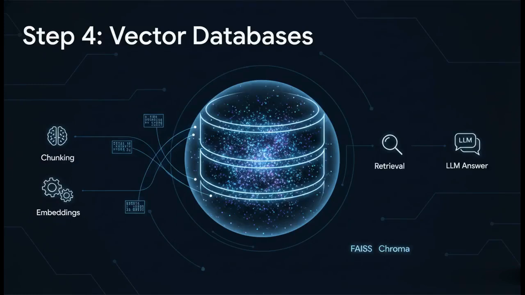So we use a special kind of database called a vector database. A tool like FAISS, for example, is incredibly fast and good at one thing: finding the vectors in our library that are most similar to a user's question. And just like that, our knowledge library is built and ready for action.